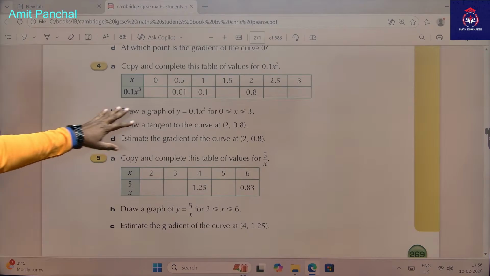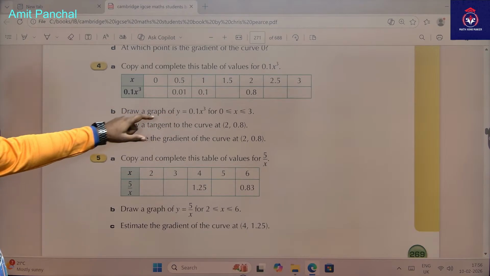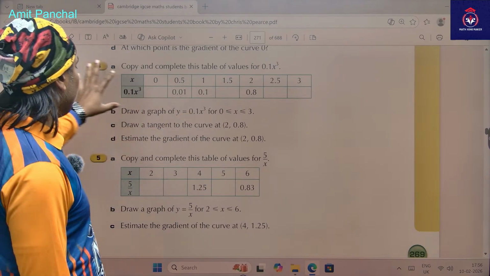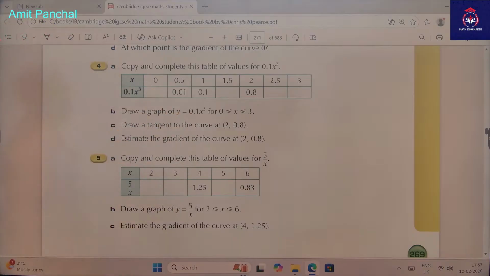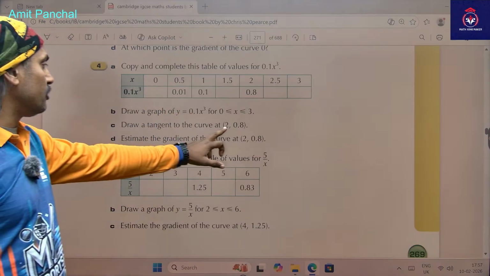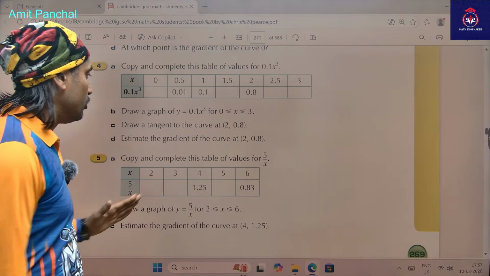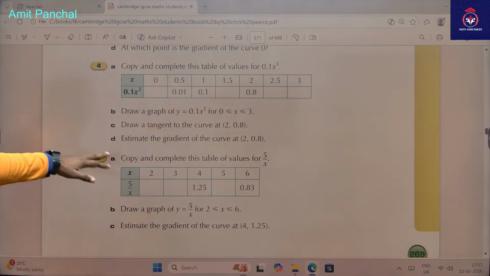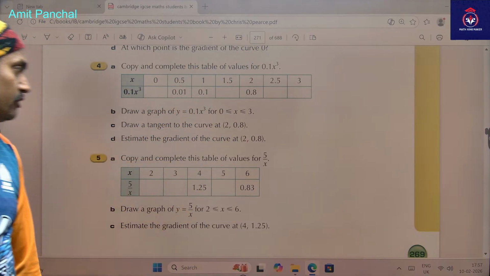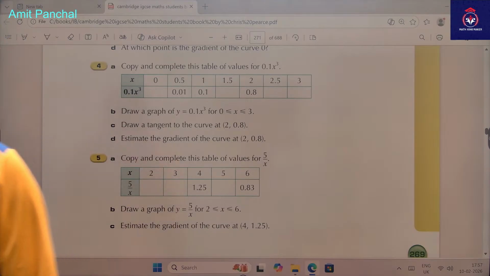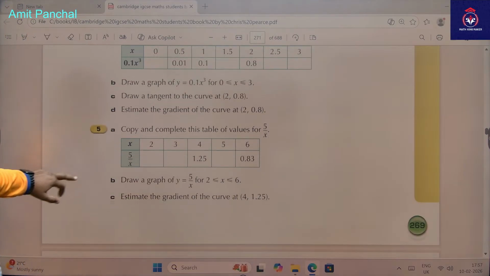So first of all you need to draw the graph. Now in this question, like question 4, you need to draw the graph and the tangent at (2, 0.8). So you just need to draw a straight line and then estimate the gradient of the curve at (2, 0.8). So that is the same thing.